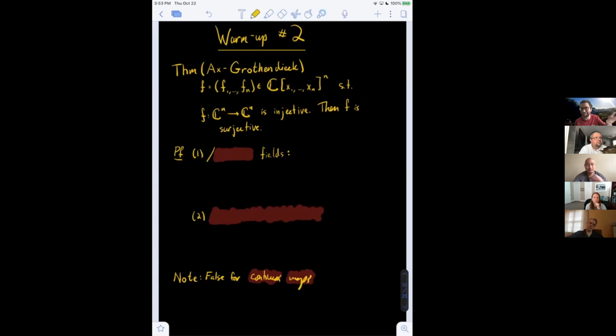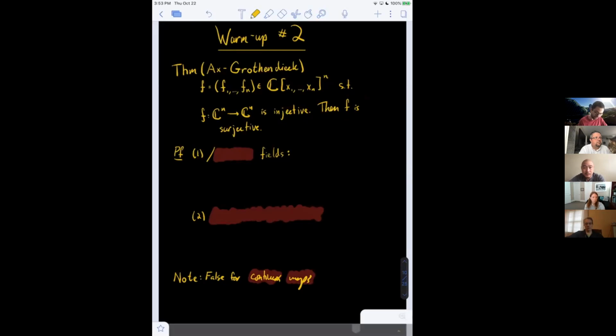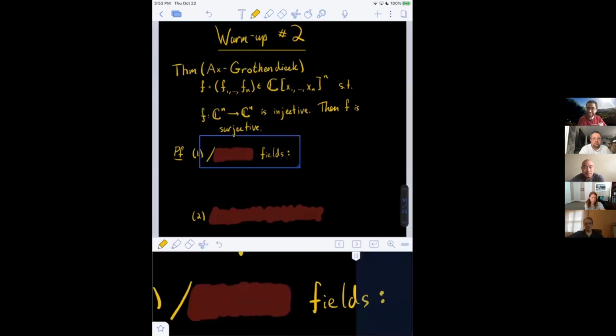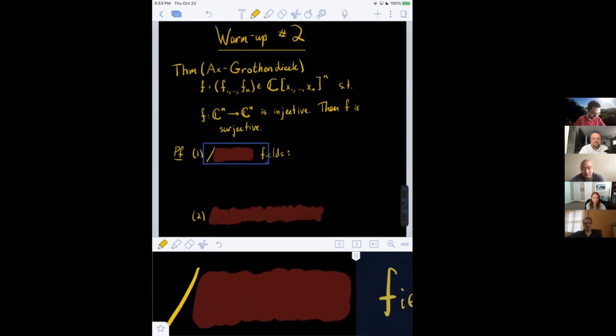A little challenge for you is to come up with a continuous map from C^n to C^n, or even your favorite incredibly nice and smooth map from C^n to C^n, which is injective but not surjective. It's not that hard. It's a fun little exercise. Okay, so let's do it. Can anyone suggest what to do? Does anyone have a guess as to what should go in this little red box?